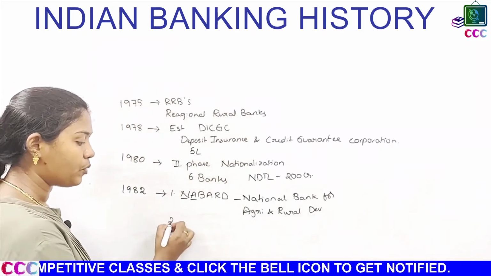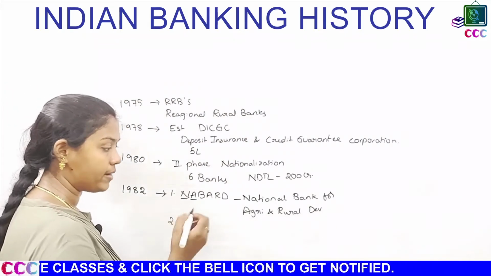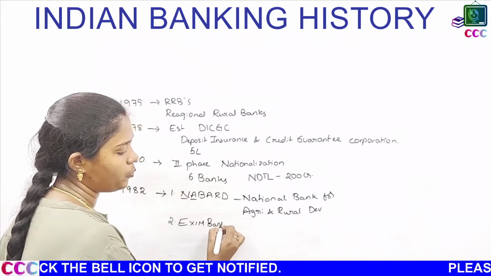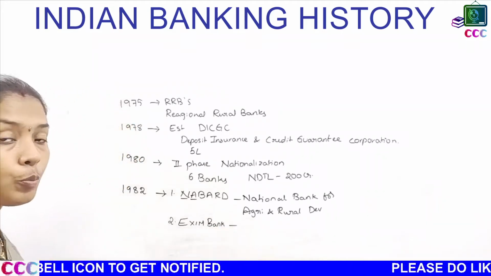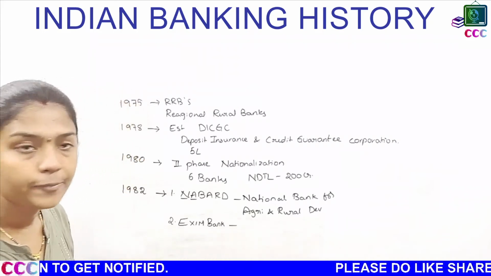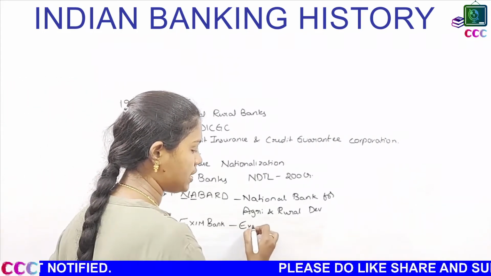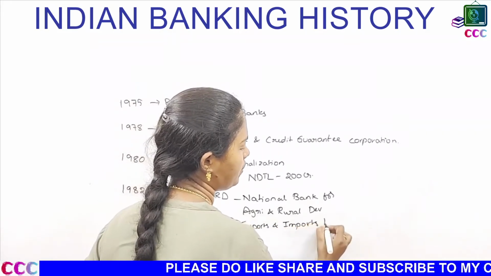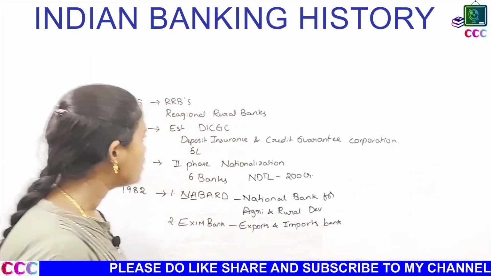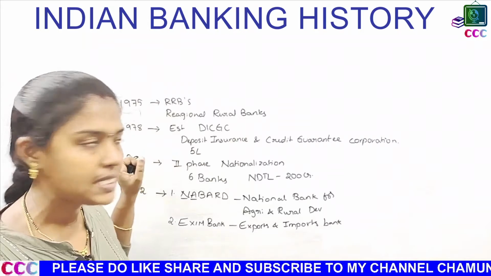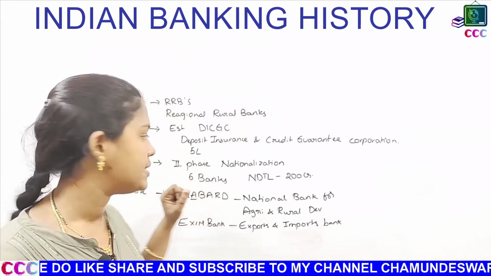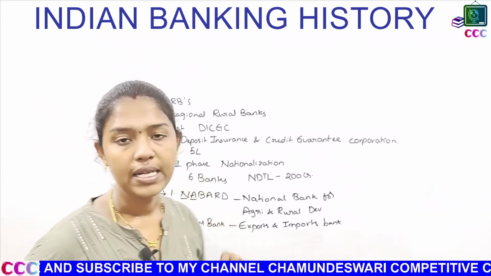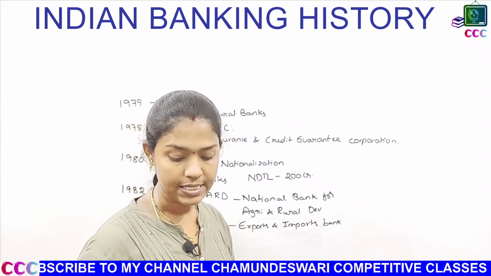Next, the second important thing in this year is that Exim Bank was also established. What does it do? It provides loans for exports and imports, to promote foreign trade. Exim stands for Exports and Imports Bank. Okay, so these are the years: 1975 RRBs, 1978 establishment of DICGC, 1980 second phase of nationalization, and 1982 NABARD establishment as well as Exim Bank establishment.